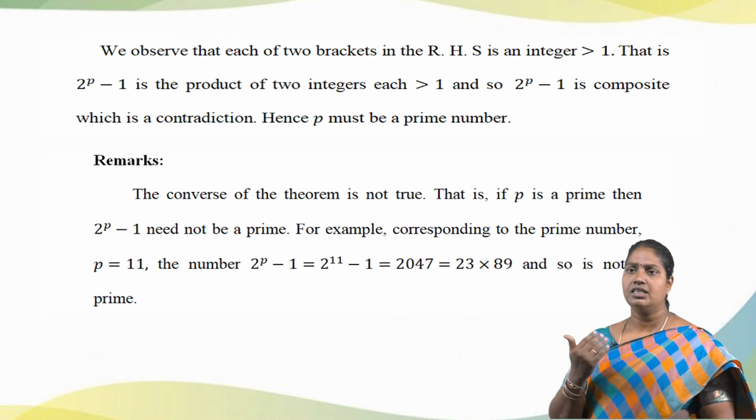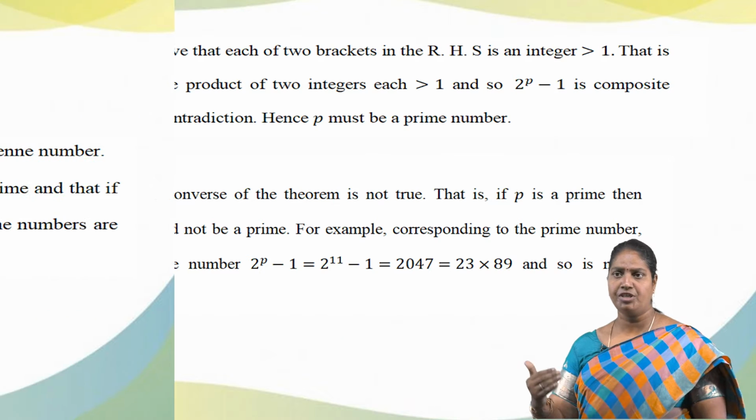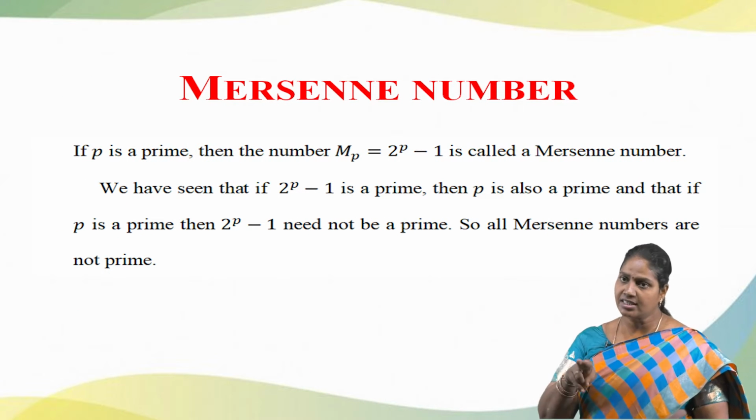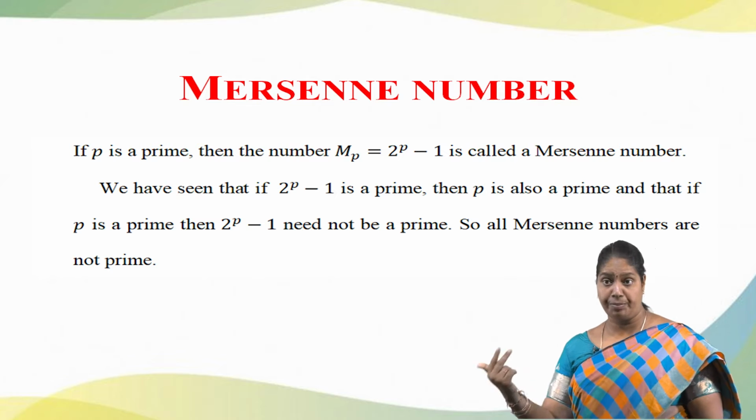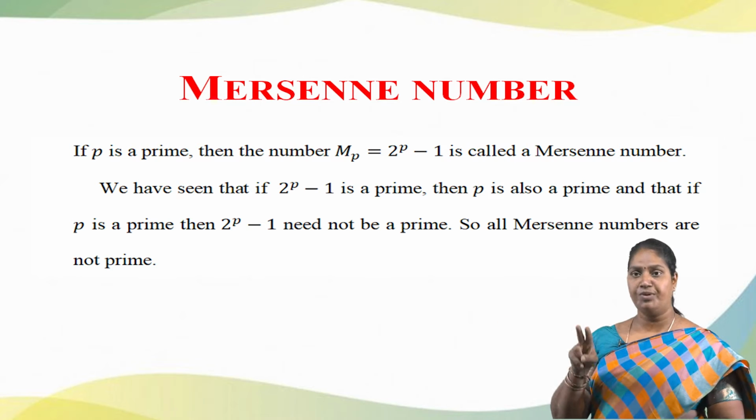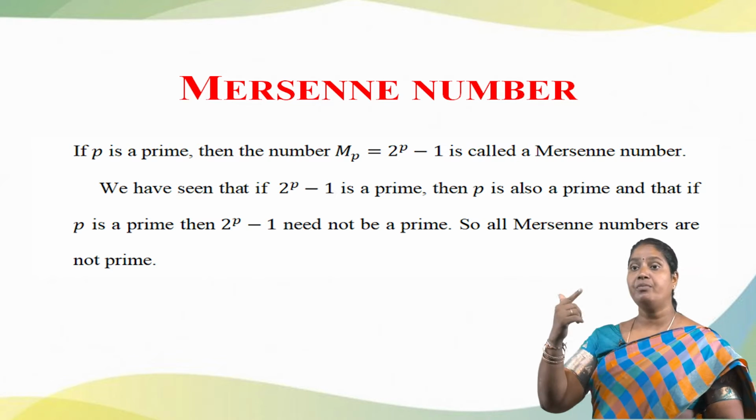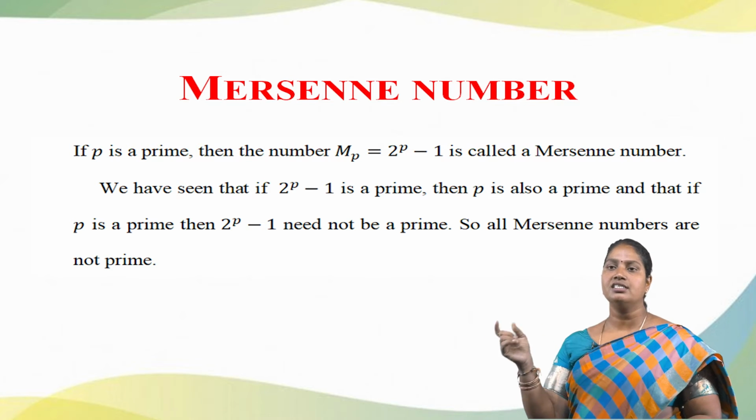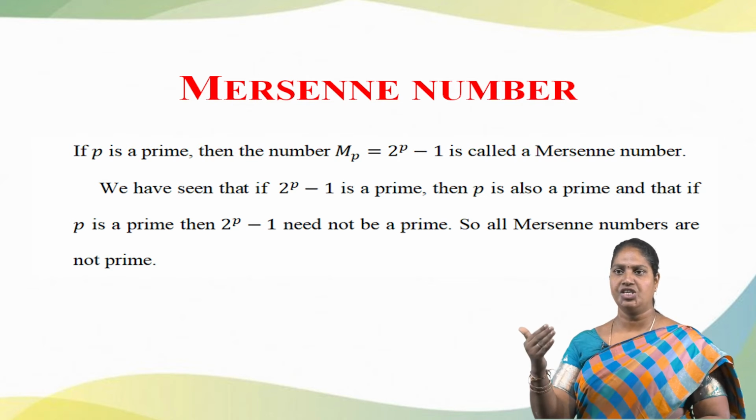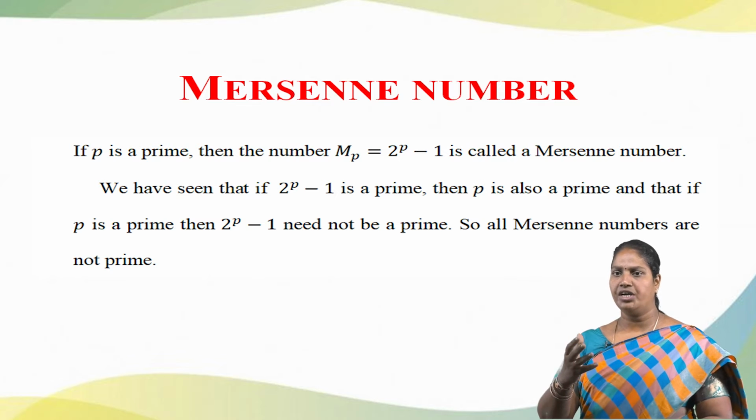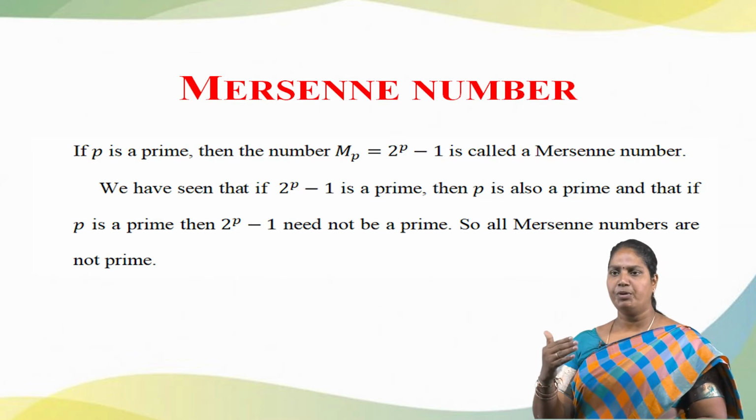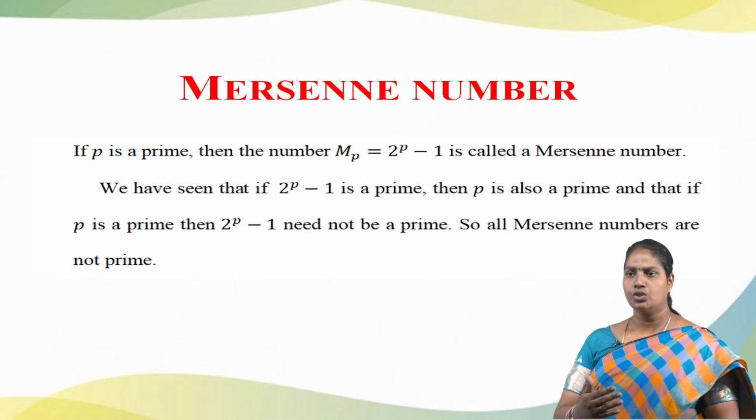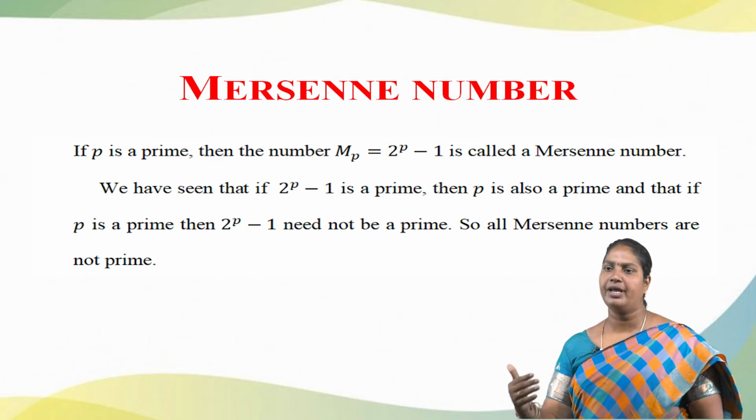Hence the theorem, if 2 power p minus 1 is prime, then p is a prime, is true. But if p is a prime, then 2 power p minus 1 need not be a prime. If p is a prime and 2 power p minus 1 is also a prime, then it is called a Mersenne number. It is defined by the famous mathematician Mersenne. And we already explained that if 2 power p minus 1 is prime, then p is a prime, but the converse need not be true. So all Mersenne numbers need not be prime numbers.